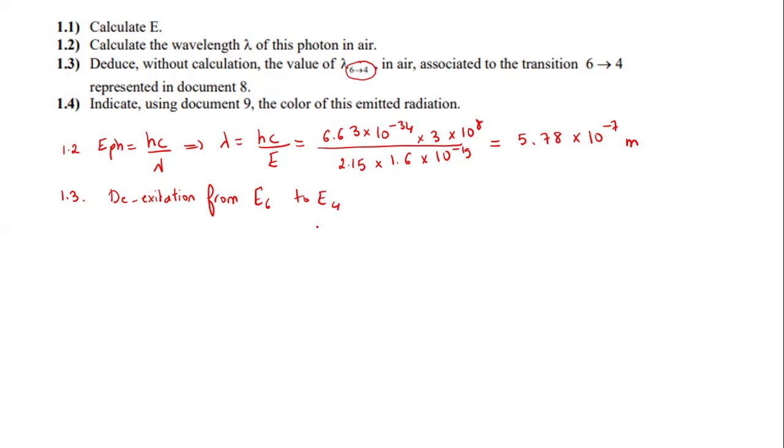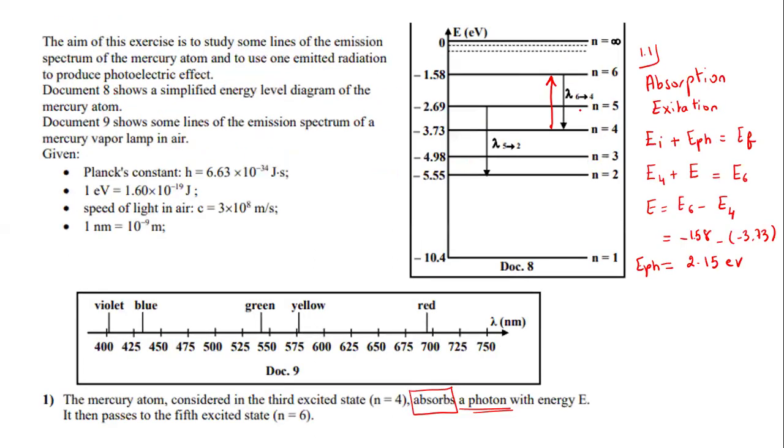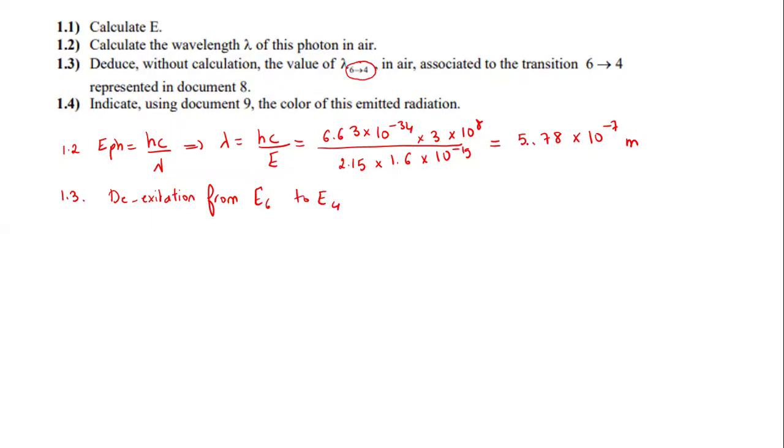So if it's de-excitation, it will give me a certain lambda. I look at the diagram; here it does de-excitation, so it gives a certain lambda. But this lambda is the same as the wavelength needed for the atom to be excited from 4 to 6. It's the same lambda. We already found it. How much is lambda? It's 5.78 times 10 to the power negative 7 meter. This is the wavelength of the photon needed for the atom to pass from 4 to 6, which is the same lambda of the de-excitation from 6 to 4.